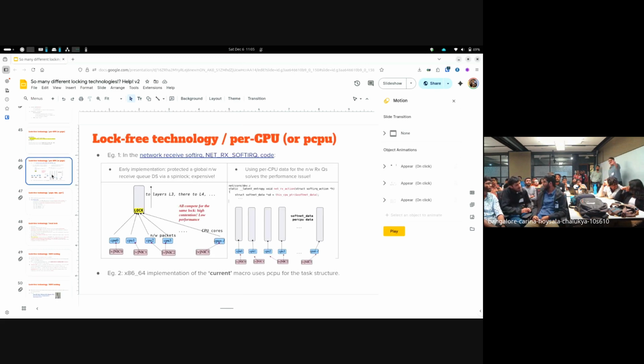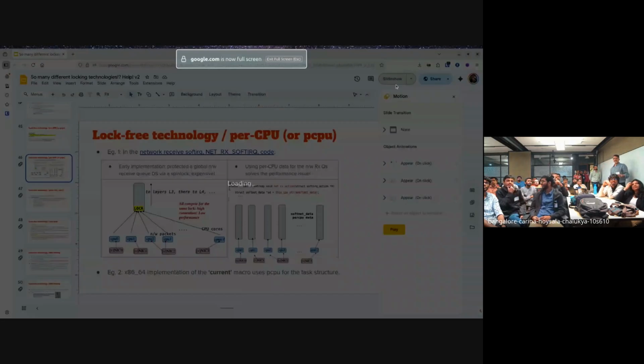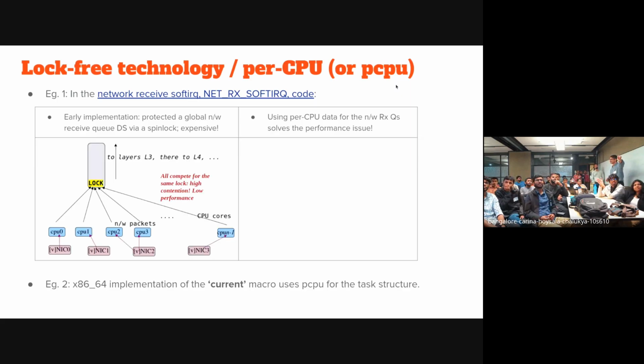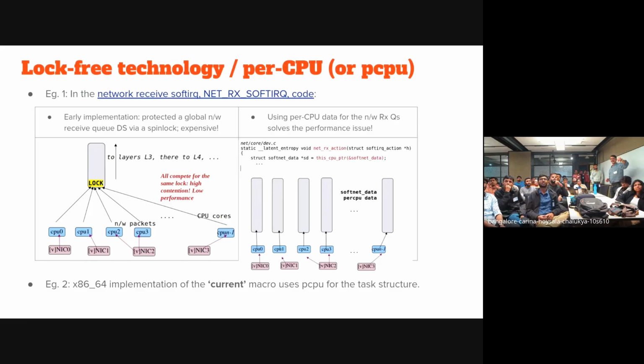This is a nice example of per CPU, because this is the old way of doing it, using a spin lock to get RX processing done on the network path. But the modern way to do it is to use per CPU queues. So now there's no locking. There's no competition for a lock, and it becomes very fast.